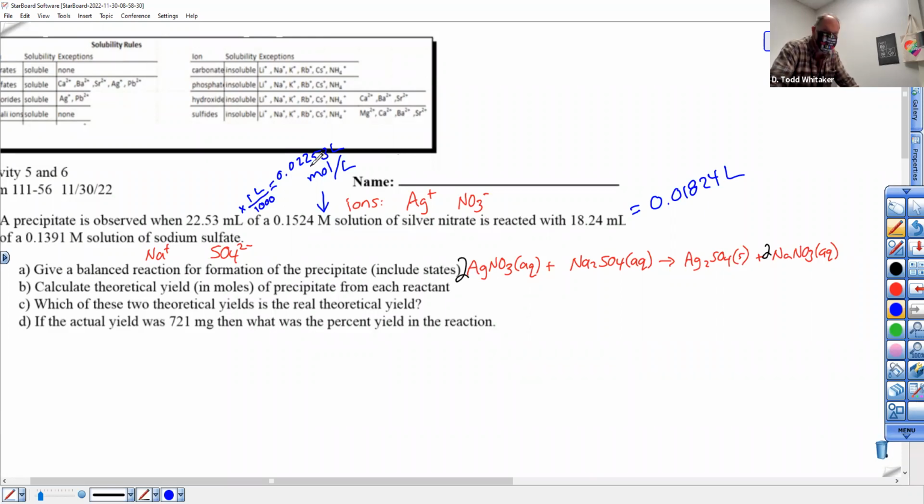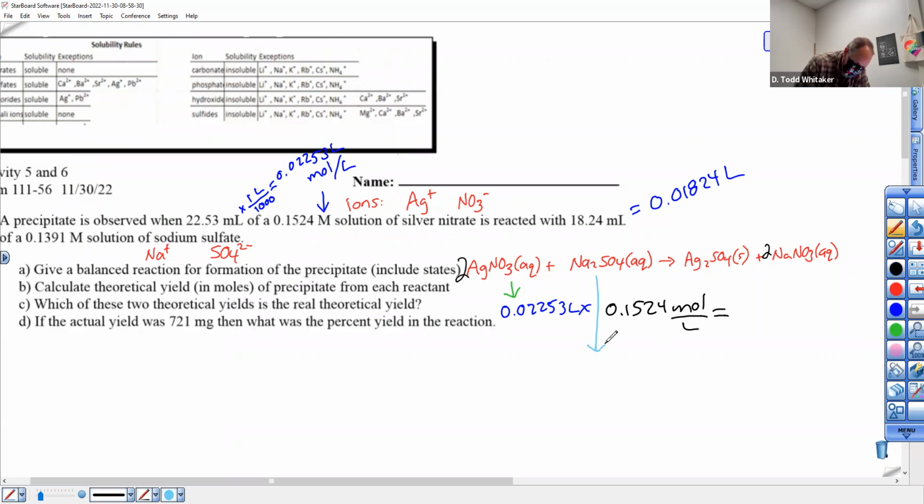And now I can get moles. I got moles per liter and liters. That's straight up multiply, right? And we're talking AgNO3. So let's just do it right underneath. You've got 0.02253 liters times 0.154524, sorry, moles per liter. And I'll await your answer on that, and we'll do the other one here.